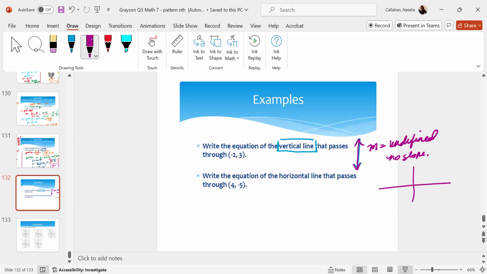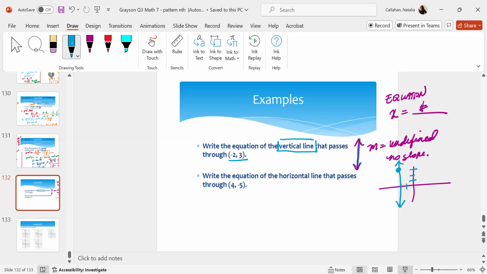So if there is no m, it can be x equals something. So the equation is x equal to a number, okay? And the reason for that is if you're at a graph -2, 3, there's -2, 1, 2, 3. It's right here, right? And it's a vertical line, right?